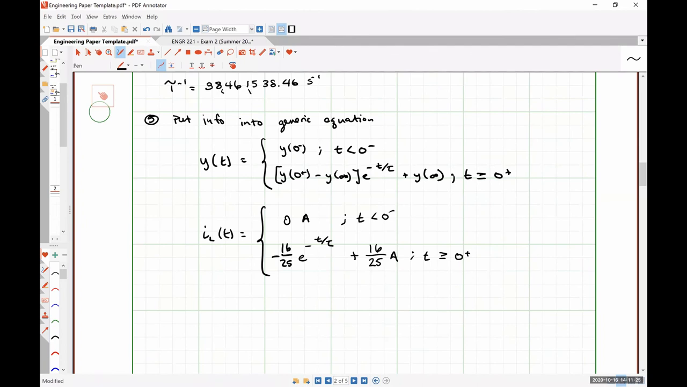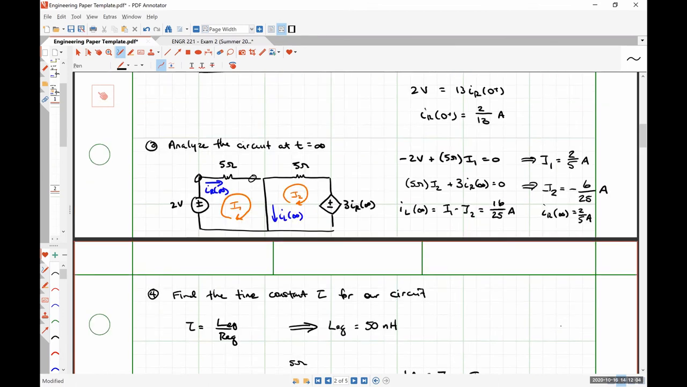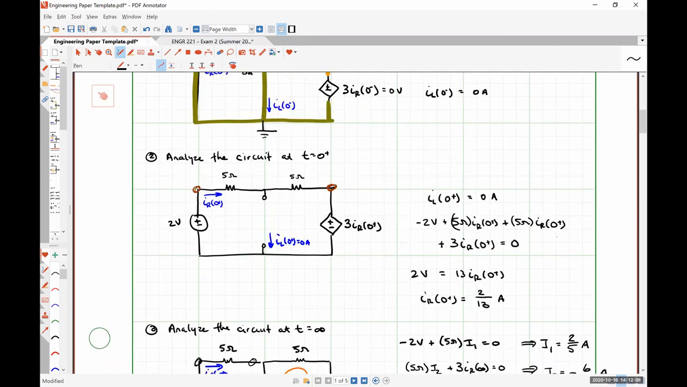And that correction is applicable to all of our quantities, not just the current through an inductor. So if we wanted to find, so actually let's do just that. We have the information for IR of t collected as well, right? So what was IR at zero minus? Zero as well. What was IR at zero plus? 2/5, right? Okay, no. Zero, 2/13. That's right, I couldn't hear you, I'm sorry. So it was 2/13.